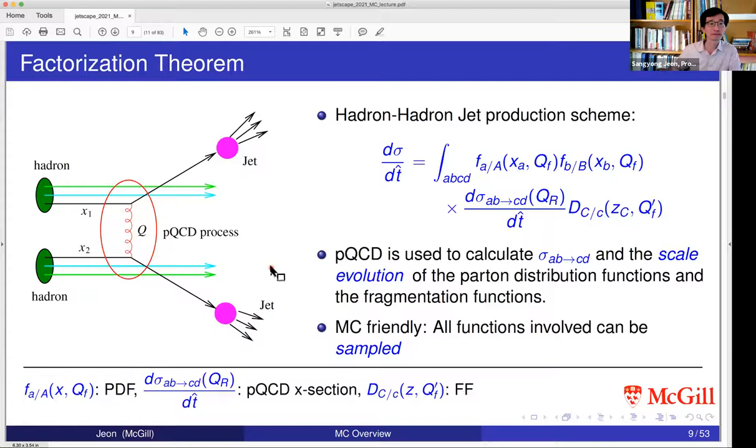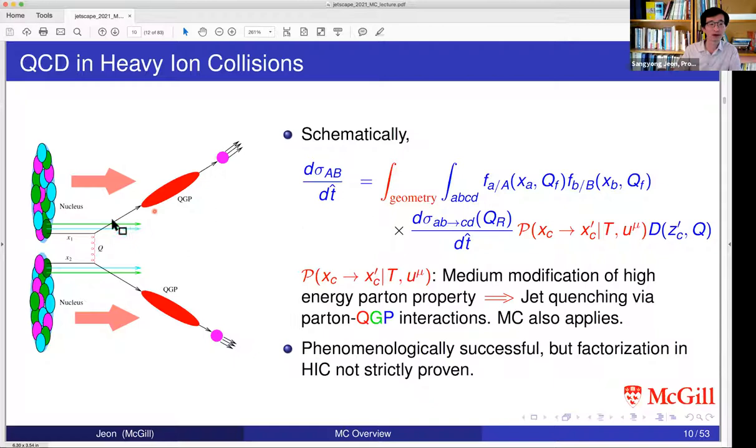In heavy ion collisions, of course, there's one more complication. When the jet is created, it's not just going to become hadronized. It has to go through the quark-gluon plasma, represented here as a big red blob. As the energetic parton goes through the plasma, it's going to interact with it. It'll lose energy, it'll change directions, it'll radiate more particles, it'll actually drag along the QGP fluid, and so on and so forth.